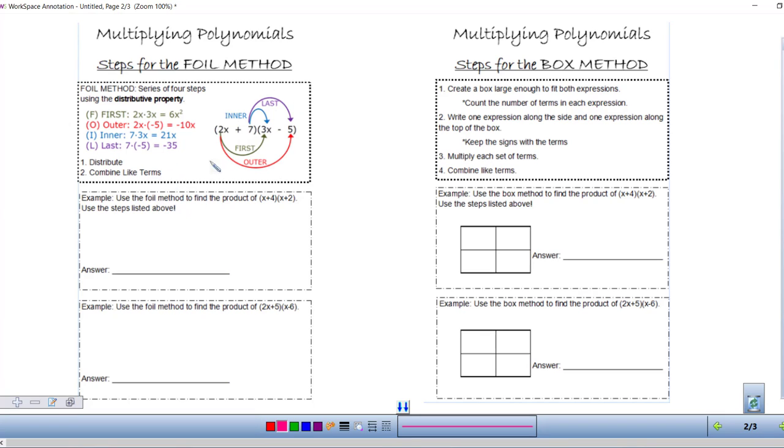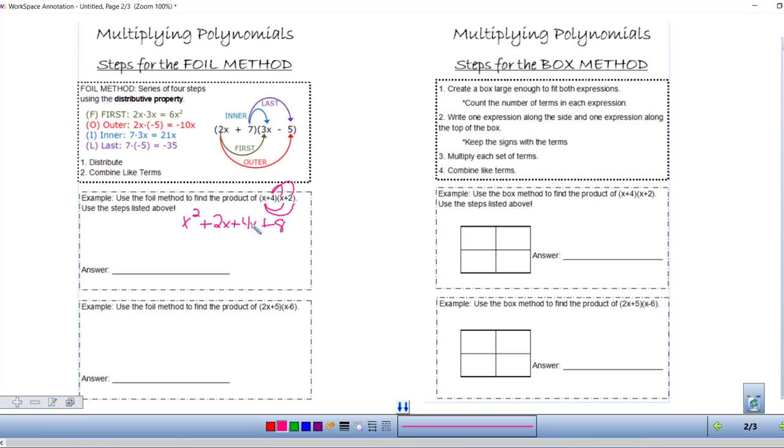So following this example, we're going to look at x plus 4 times x plus 2. So first, we would do x times x. x times x gives us x squared. Outer would be x times 2, so that will be 2x. Inner, 4 times x is 4x. And last, 4 times 2 is 8.